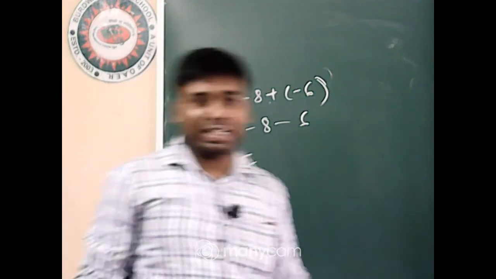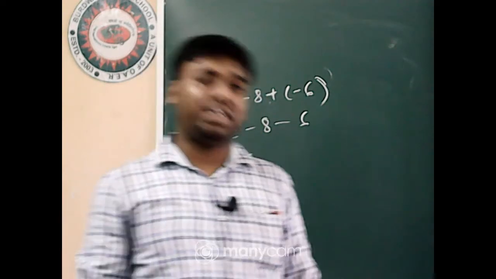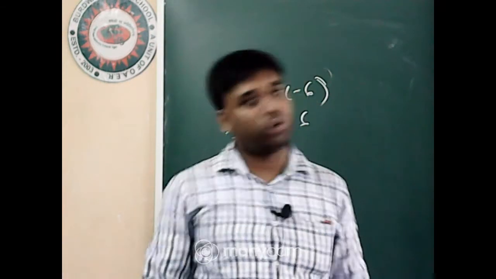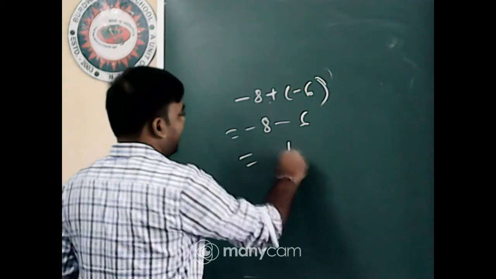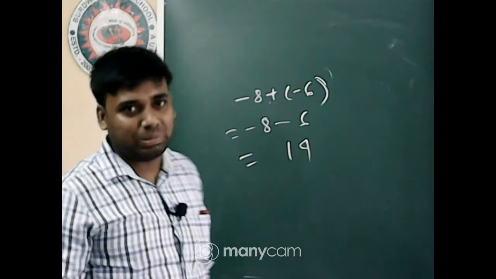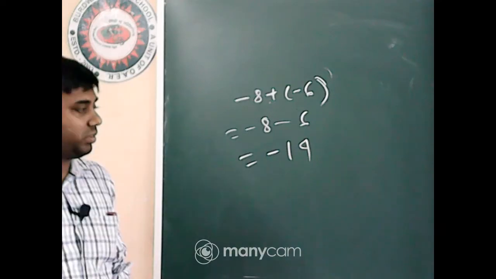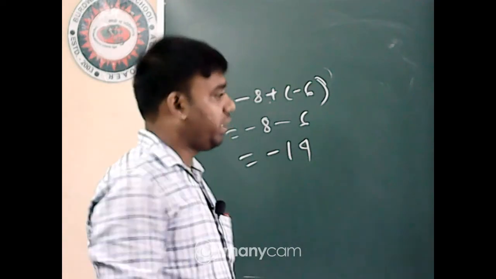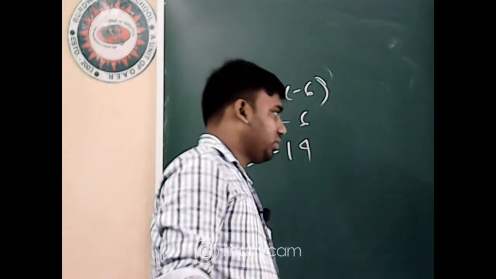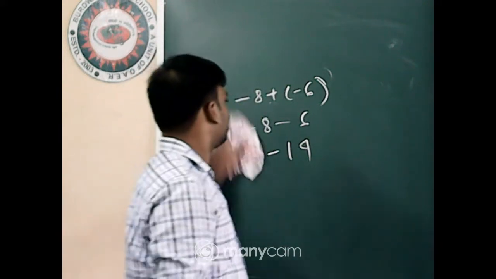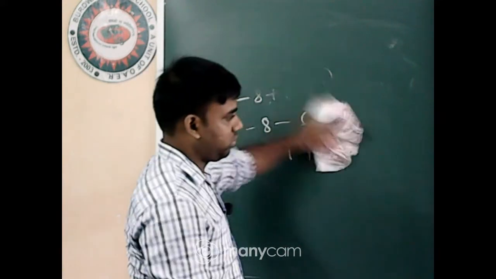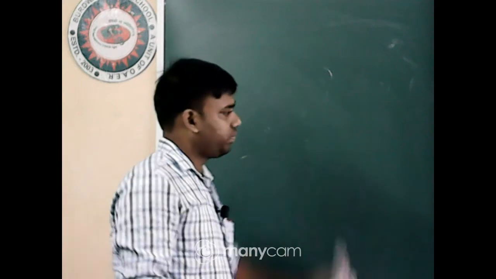Both are the same sign. 8 and 6 are the same sign, so add 8 and 6. That is 14. So what will be the sign? 8 and 6 are in the same sign, and the sign is minus. So minus 14. Got it? Plus 14, sorry, wrong answer. Next one.